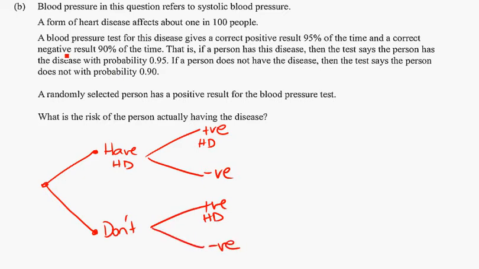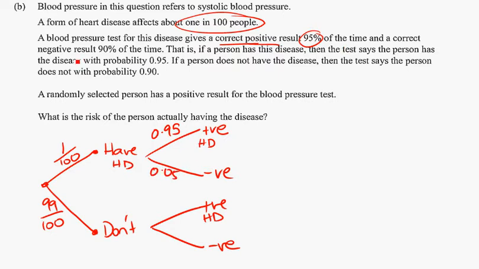Right, so let's put some probabilities on. Heart disease affects 1 in 100. So the probability of having heart disease looks to be 1 in 100. Remember, probabilities on the branches have to add to 1. A blood pressure test for this disease gives a correct positive result 95% of the time. Correct positive. In other words, it gives a positive and it's correct. So you have the disease, it says you have the disease, and that happens 95% of the time.